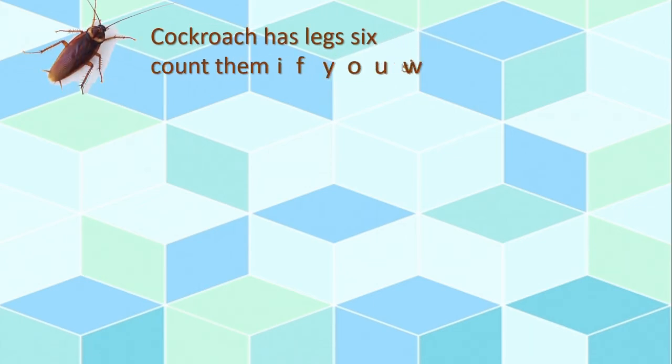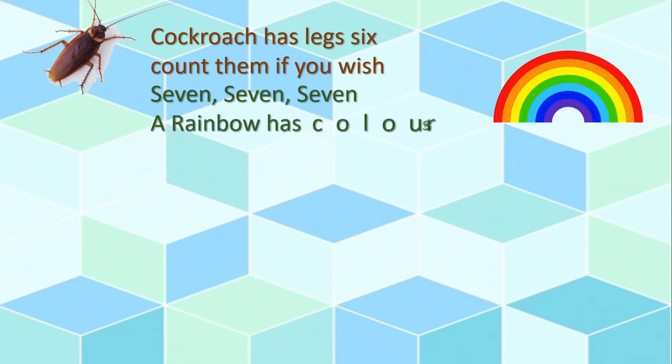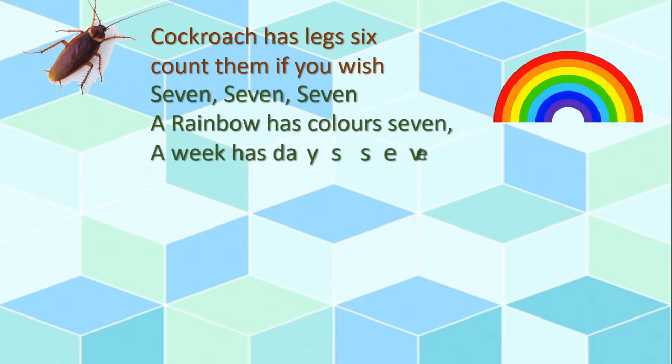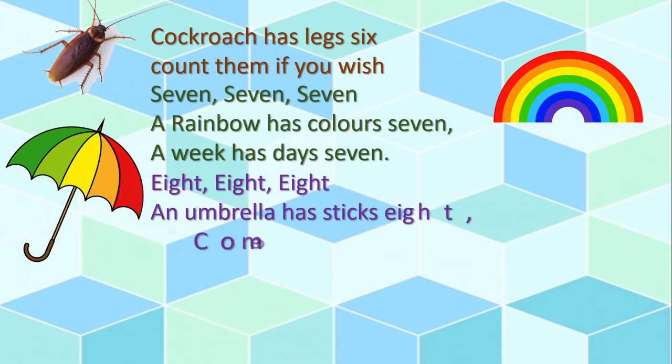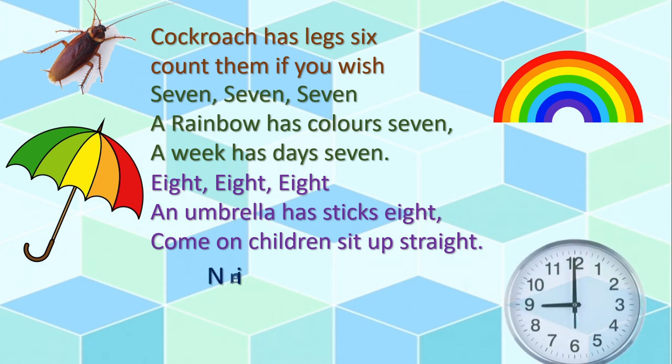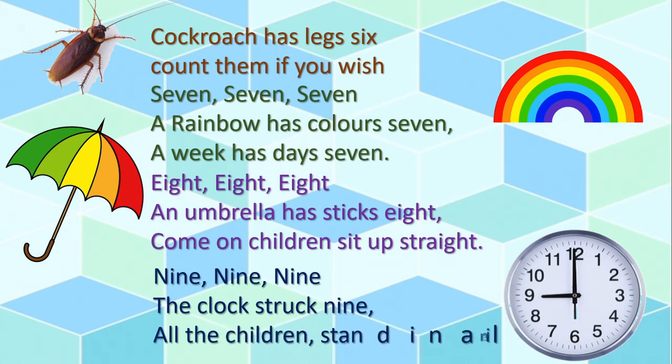Cockroach has legs 6. Count them if you wish. 7, 7, 7. A rainbow has colors 7. A week has days 7. 8, 8, 8. An umbrella has sticks 8. Come on children, sit up straight. 9, 9, 9. The clock struck 9. All the children stand in a line. Got this? Yeah?